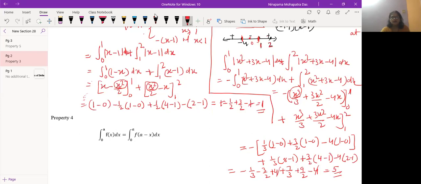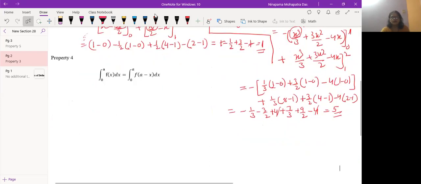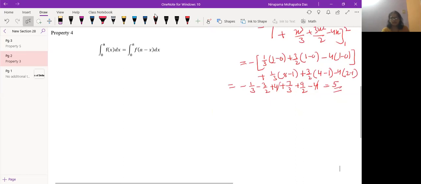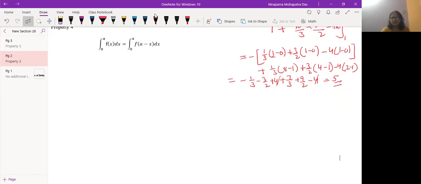So basically you can see the split function. One more example, maybe I will show you a little bit later, the discontinuous case.